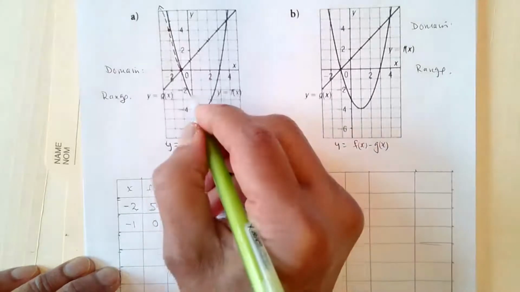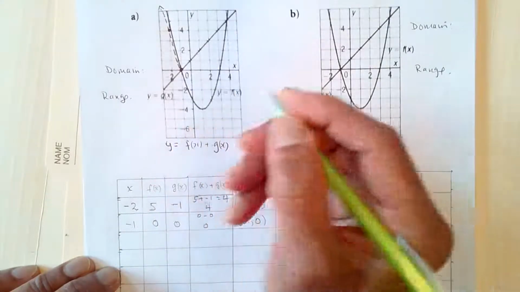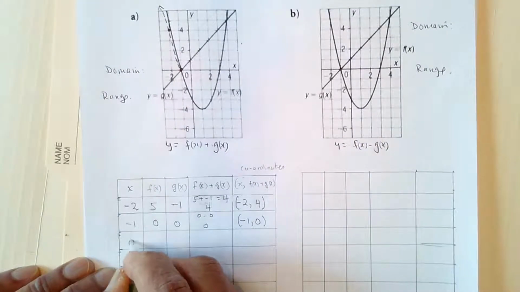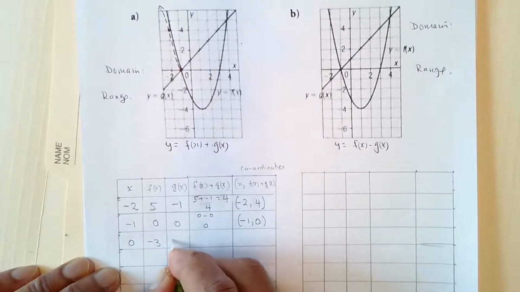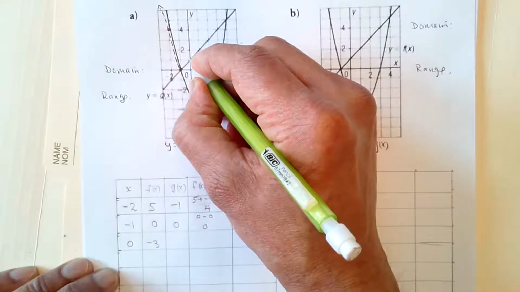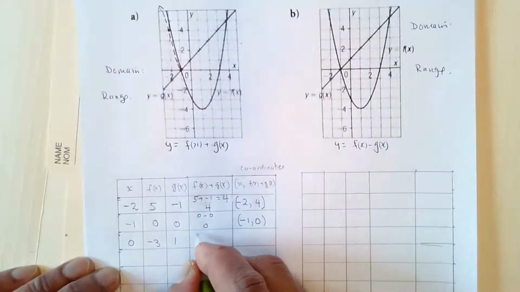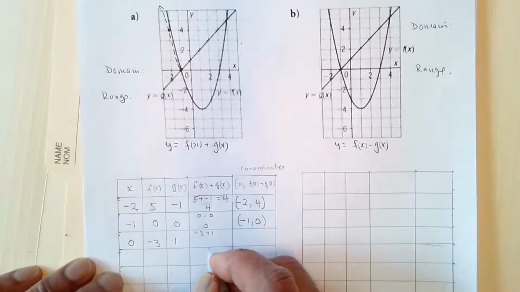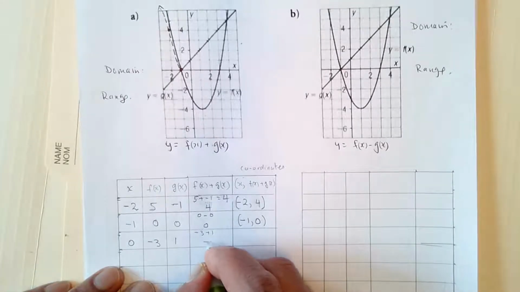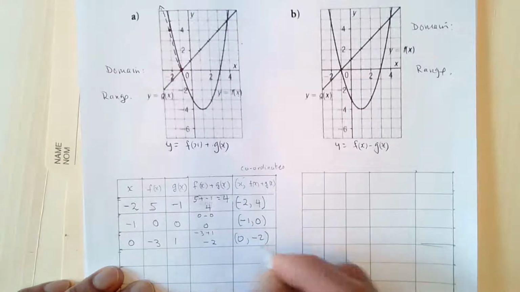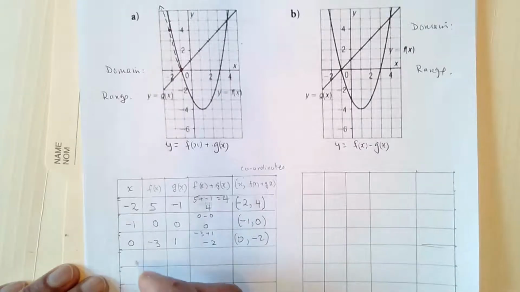Then I continue the process. Now the next point is x is 0. We have -3 for my f of x, and notice for the g of x, it is 1. So now I have -3 plus 1, which gives me -2. So my coordinate point would be 0, -2. And I continue the process.